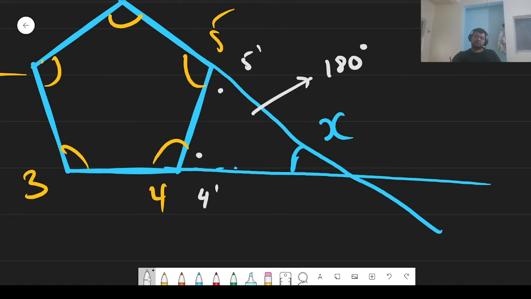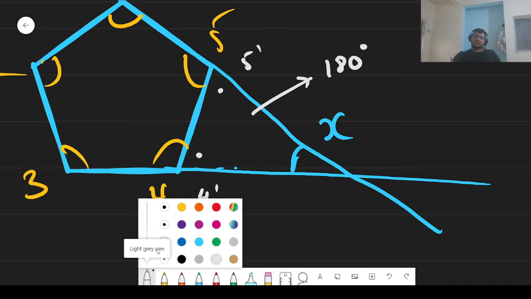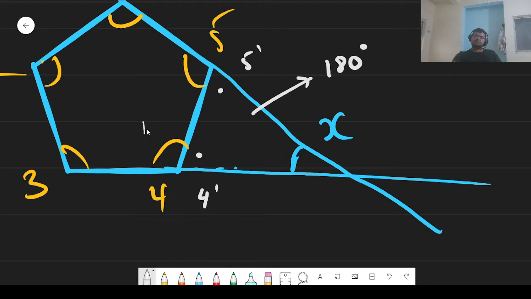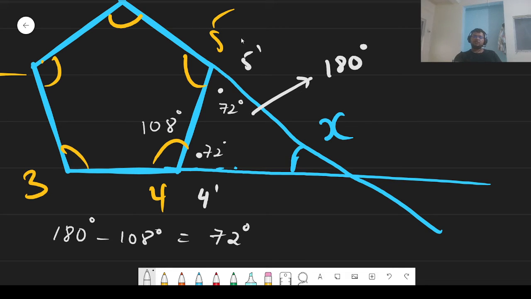So if this angle is 108 degrees, what will be this angle? This angle will be 180 degrees minus 108 degrees, which equals 72 degrees. So this is 72 degrees, and this is also 72 degrees. Why is this also 72 degrees? Because it is the same case with angle 5 and 5 dash. They are both supplementary, and angle 5 is 108 degrees, so angle 5 dash will be 72 degrees.